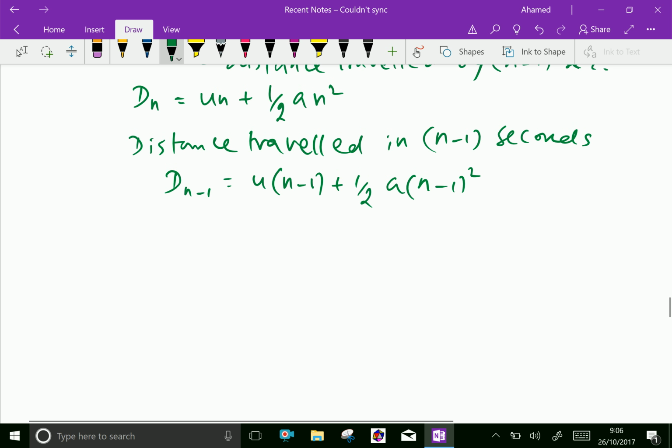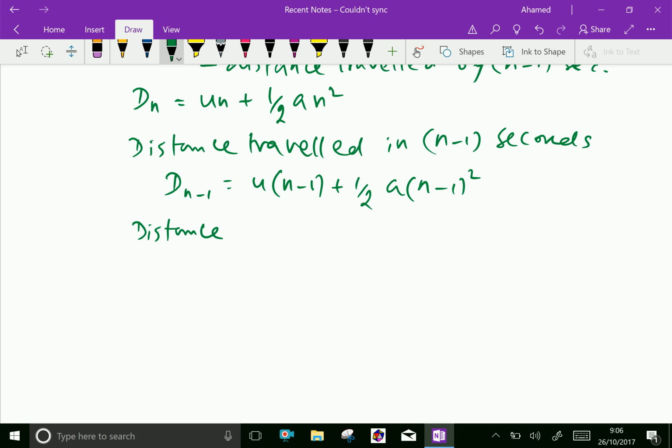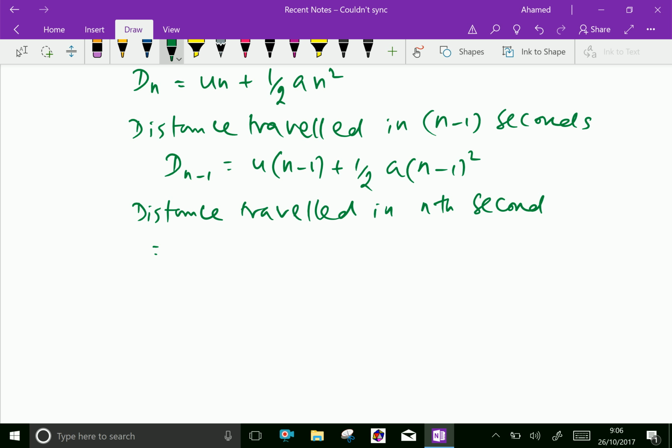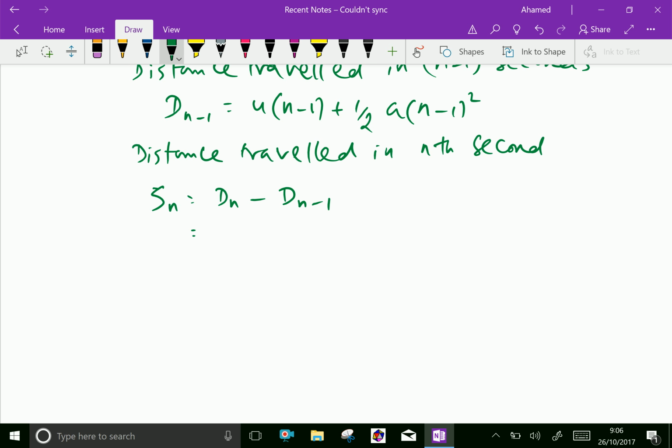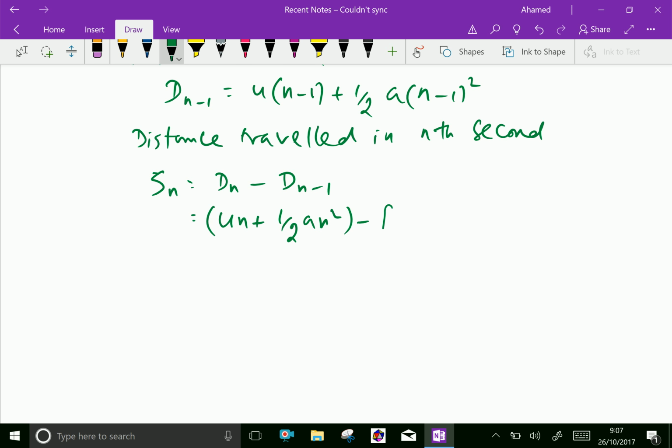Therefore the distance traveled in the nth second, we can write, Sn equal dn minus d n minus 1, which is equal to un plus half an squared minus u times n minus 1 plus half a times n minus 1 whole squared.